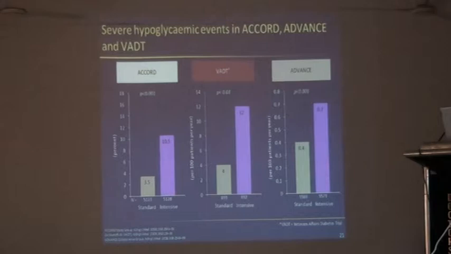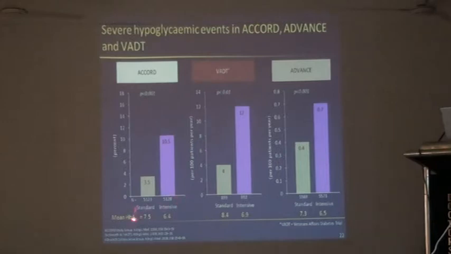Now, those severe hypoglycemic episodes or events in ACCORD, ADVANCE, and VALID, you see, with standard therapy, this was this. In ACCORD, it was more than 3 times. In VALID, it was 3 times. And in ADVANCE, standard and intensive, because they did not target their A1C to very low, to lower than 6.5, they had less difference.